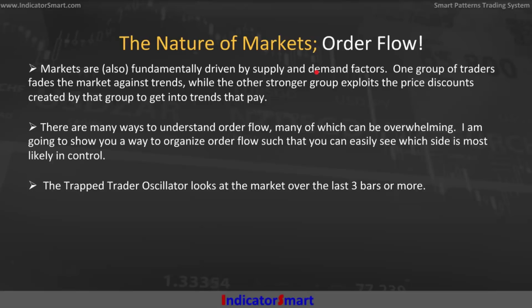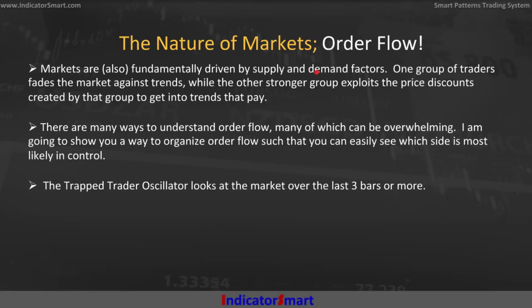There are many ways to understand order flow, many of which can be overwhelming. You can have a ladder on your chart with 4,000 numbers on it, and it can just be more than your brain can handle. So as I got older, I couldn't handle that kind of stuff. And so I sought to develop a way to put it all together in one simple graphical representation so that I could see what that order flow was doing, and I'm going to show you that.